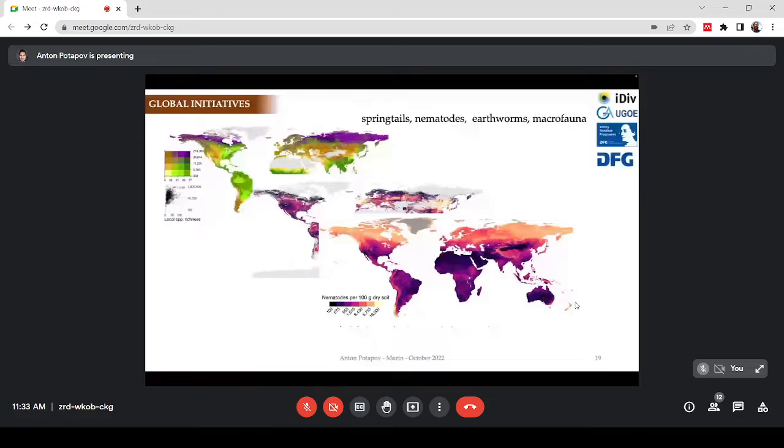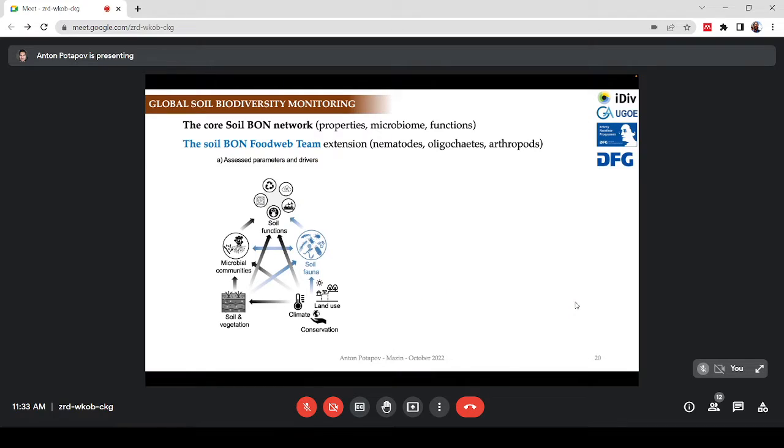And second, we also link all this information to soil properties and functions, which is vital if we want to understand how animals affect ecosystems. So basically, this is an extension of the SoilBON network, which studies soil properties, microbiome, and functions. And the food web team is related to the animal part of the story.